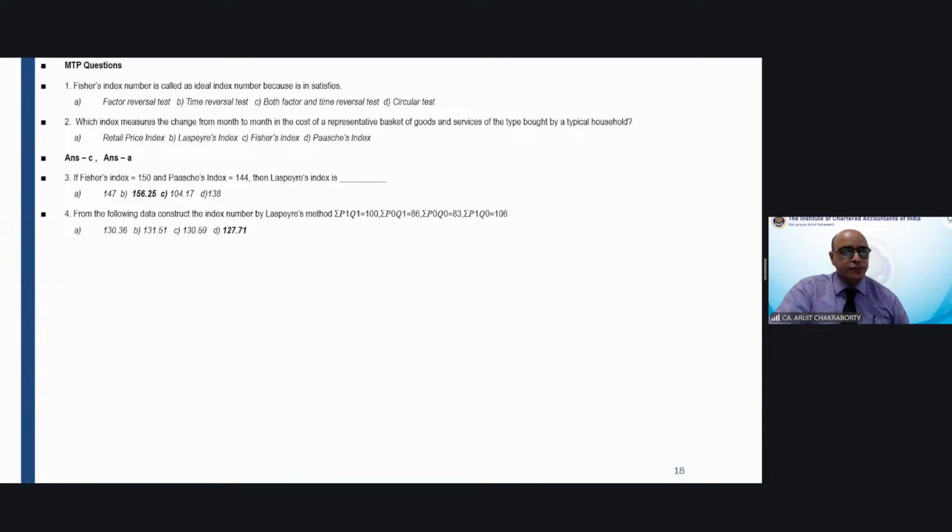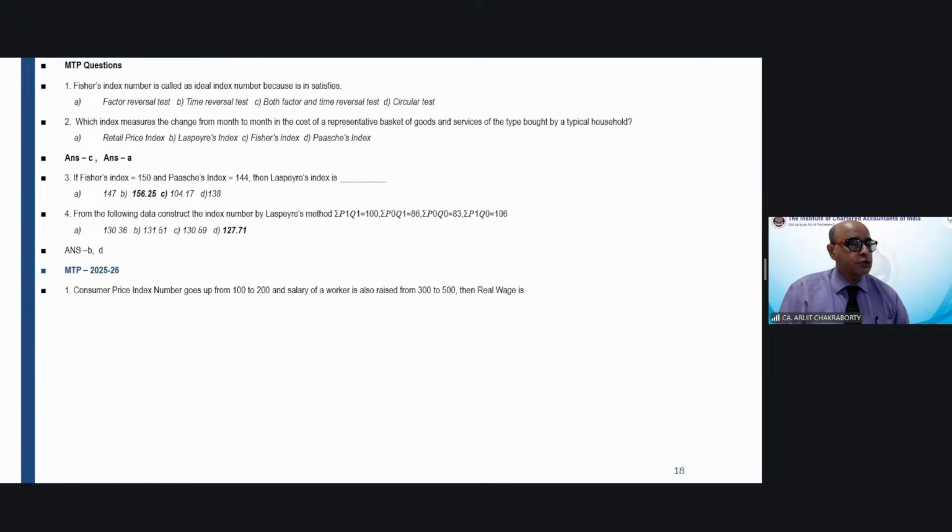Last period's method means sigma P1 Q0 by sigma P0 Q0. P1 Q0 is 106, and P0 Q0 is given as 83. So what is the last period's method? 106 by 83 into 100. I guess it comes to 127.71. So option D.